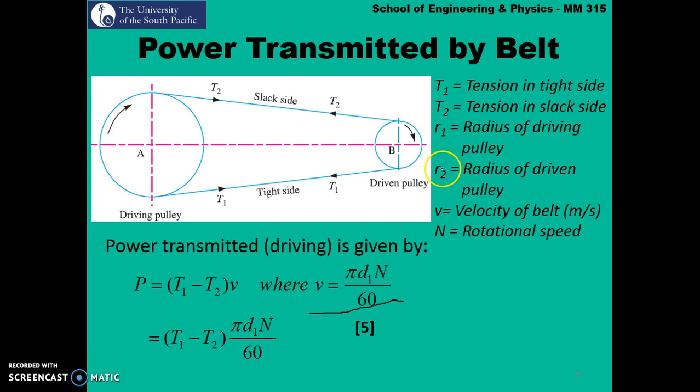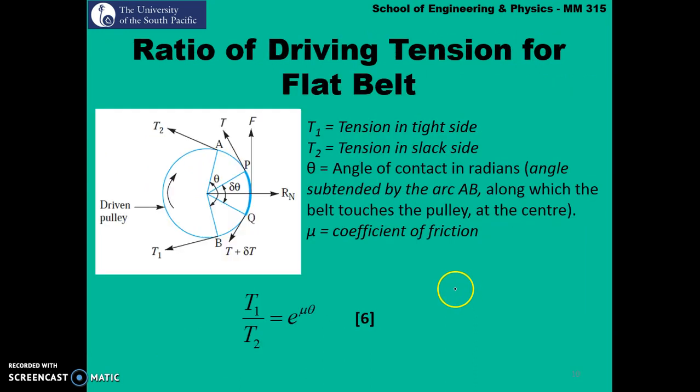T1 is the tension in the tight side, T2 is the tension in the slack side. You've got R1, R2, you've got V, which is your velocity of the belt, given in meters per second, and N is the rotational speed. So please do keep this equation in mind when you're using this formula to calculate the power transmitted by the belt. This is the maximum power that the belt can cater for. Belts are not power producing devices, but this is the amount of power that can be absorbed or handled by the belt drive system.